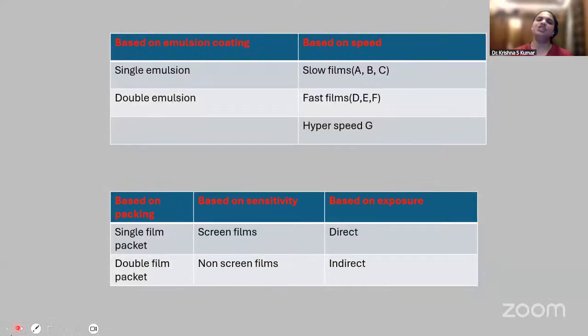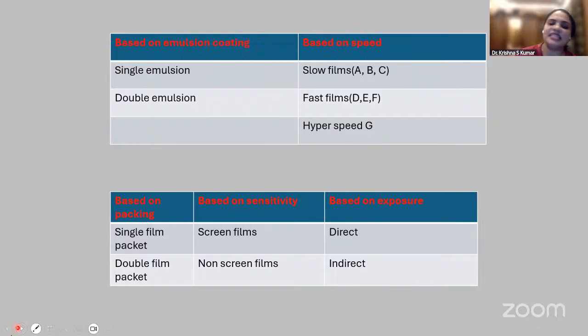Based on the emulsion coating, it is single emulsion and double emulsion. Based on the speed, it is slow, fast, and hyperspeed. Slow films include A, B, and C. Fast films include D, E, and F. And there is a hyperspeed G. Based on the packing, there is single film packet and double film packet. That means single film in one packet and 2 films in one packet.